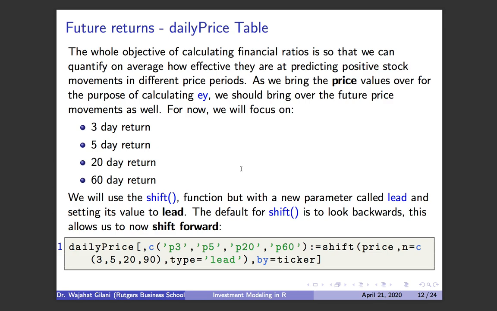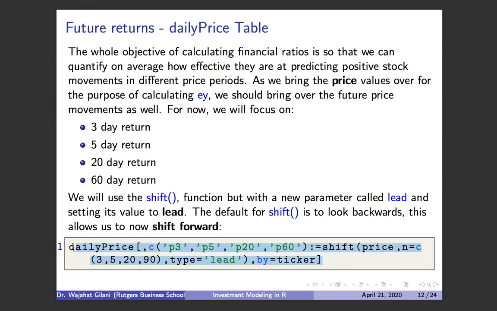Now, the default for shift, if you remember, looks backward. You choose a column and it goes back to the previous rows. Lead goes forward. For each point in time in the daily price, where our EY is calculated, we want to know what the price was 3 days from now, 5 days from now, 20 days from now, and 60 days from now. Because of that logic, we need to shift forward to get those future prices, so instead of going backwards, we are now going forward.